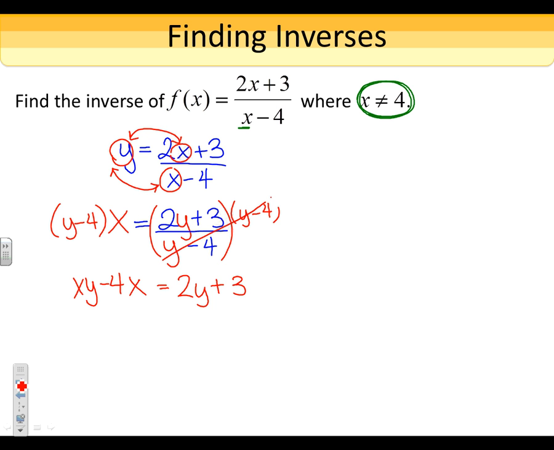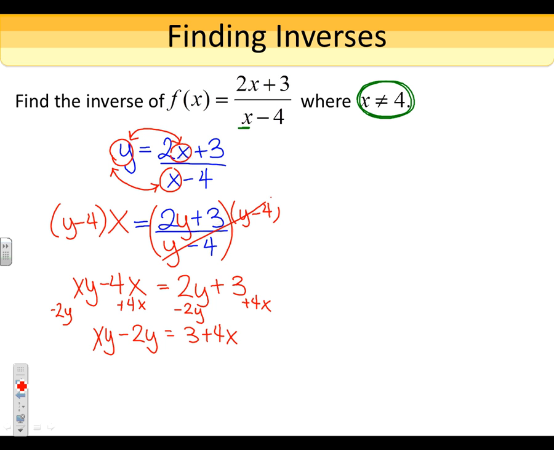So we need to get all of our y's together on one side and everything else on the other side. So I'm going to add the 4x to both sides here. And I'm going to subtract my 2y so that I get xy minus 2y is equal to 3 plus 4x. All right. So again, trying to get the y's all just on one side.